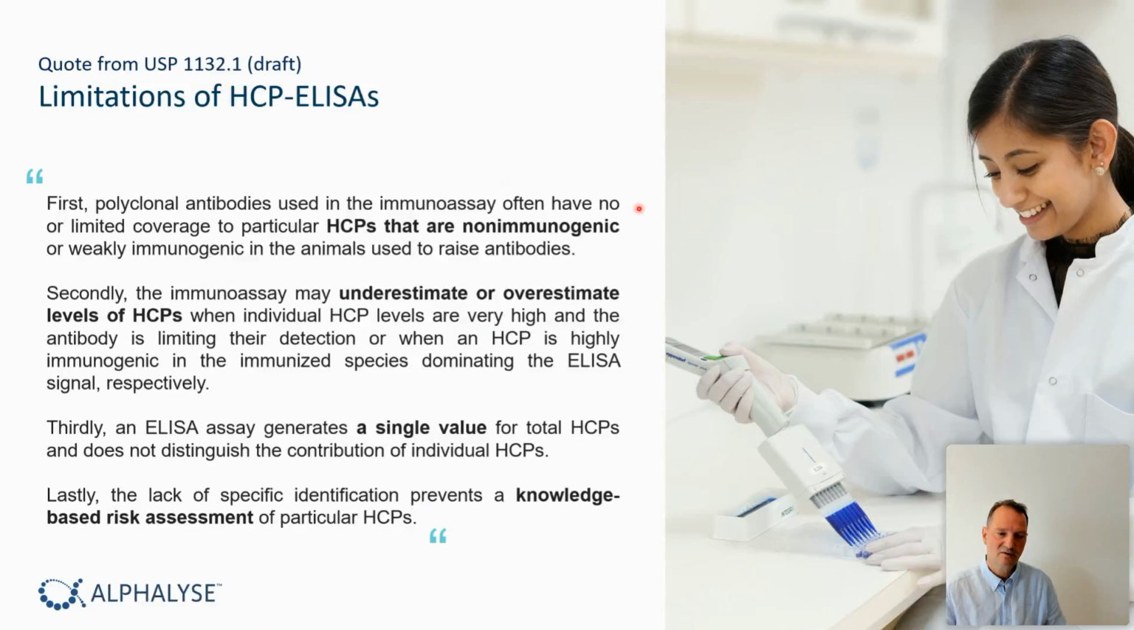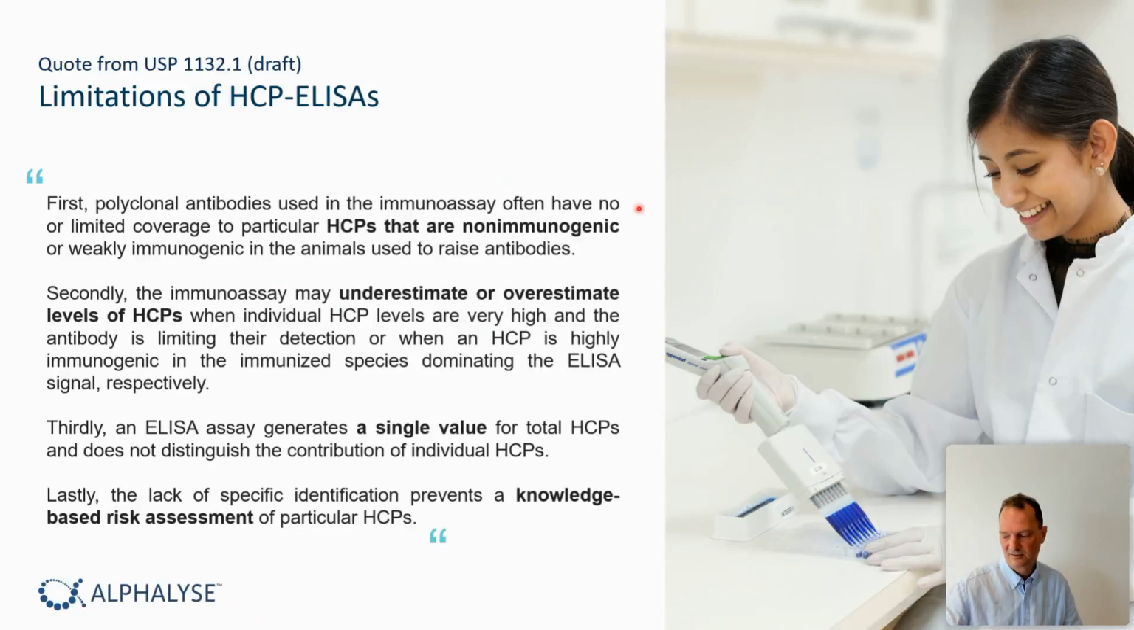Thirdly, the ELISA will only generate a single value for total HCP amount, and it does not distinguish between the contribution of the ELISA signal from any individual HCPs. And lastly, the chapter describes that the lack of specific identification of individual HCPs prevents a knowledge-based risk assessment in the clinical trials and for product stability on particular HCPs. So that is the reason why the USP expert panel wrote this new chapter.